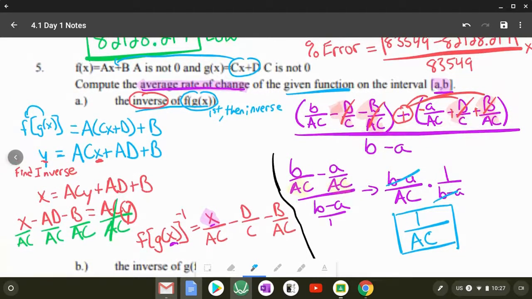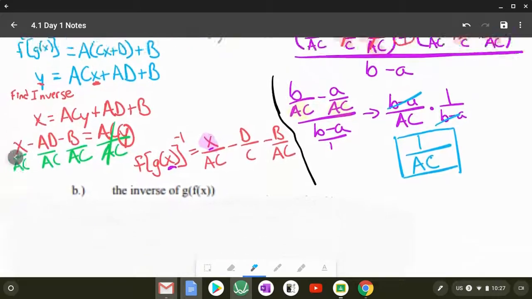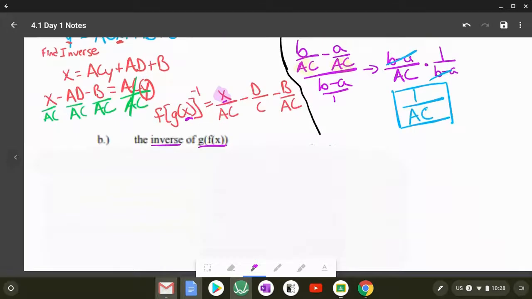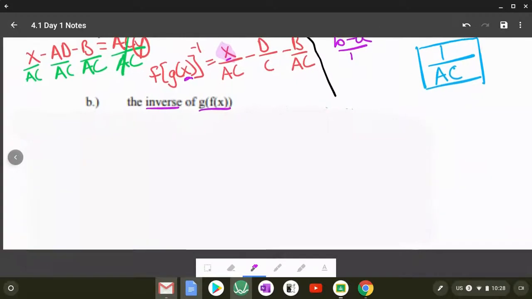Okay, so now, moving on to part B, it's very similar. You can see the similar wording. We're finding the inverse of g of f of x. So now we're finding the switched composition, g of f of x, and then we have to find the inverse of that. So go ahead and pause the video and give this a practice on your own.